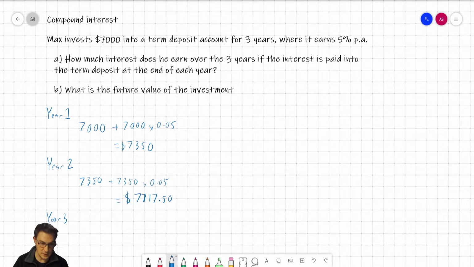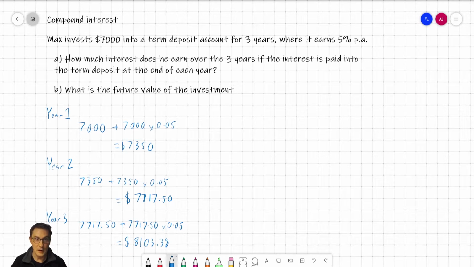Now, as we move on to year three now, we're using what we had at the end of year two to start year three. So now we have $7,717.50, and we're going to add to that $7,717.50 times 0.05. And when we work this one out, we get $8,103.38.